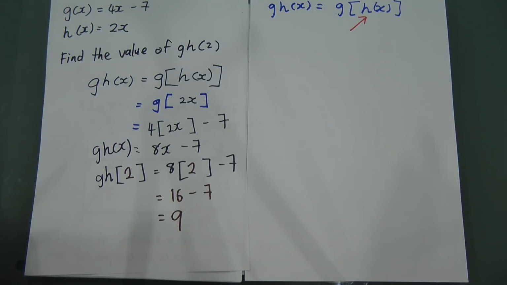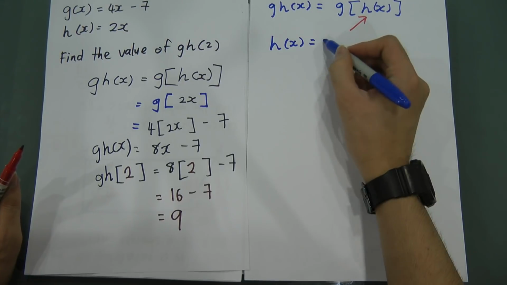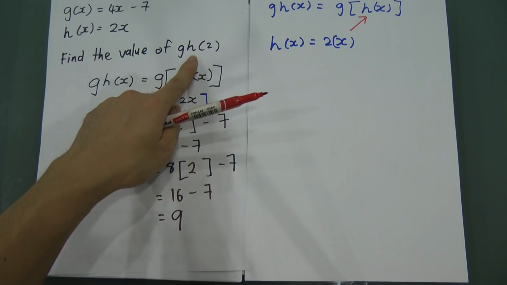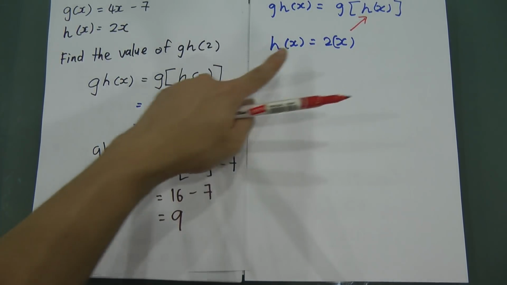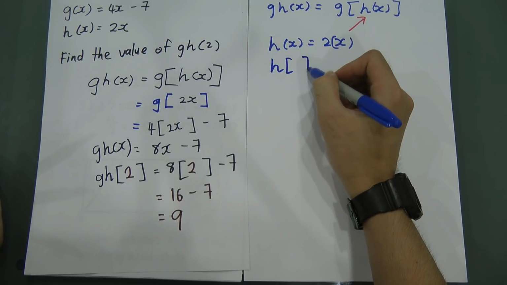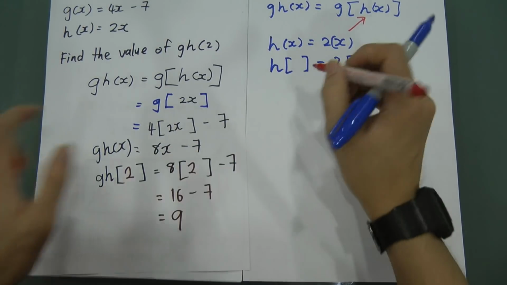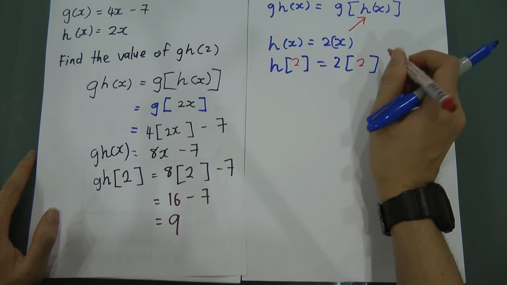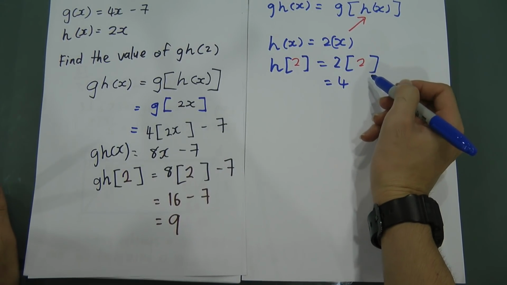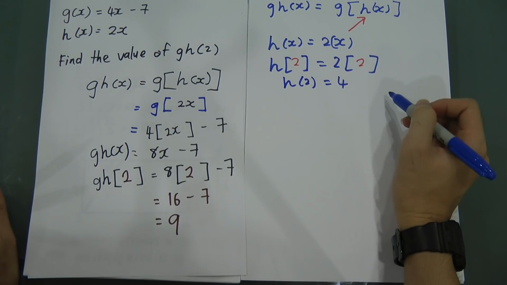What do I mean by solving this one first? From here we have h(x) equal to 2x. And then he said g of h(2). So I just substitute the 2 into here. h(2) means h(x) equals 2x, and I substitute 2 into it. 2 multiplied by 2, I get 4. That means h(2) is equal to 4.